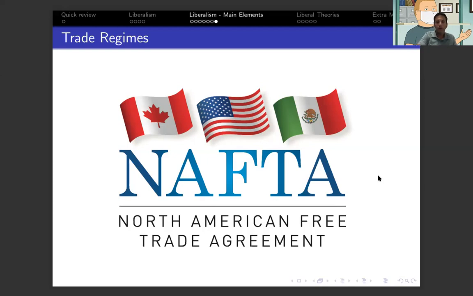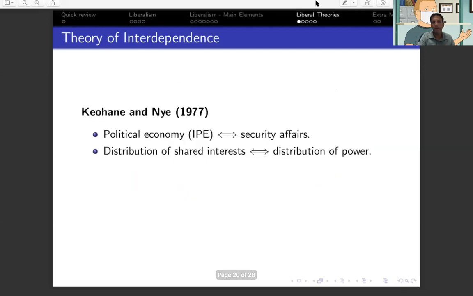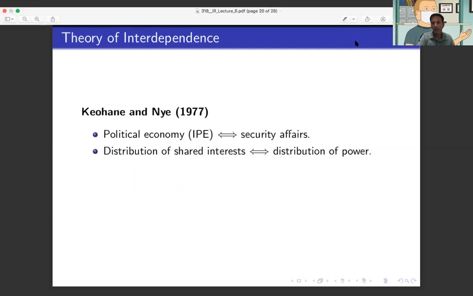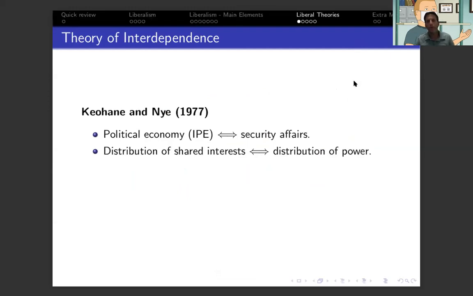Okay, I want to talk about one of the most prominent liberal theories of international relations, and that's the theory of interdependence. The theory of interdependence was proposed, introduced by two famous scholars, Robert Keohane and Joseph Nye, in the late 1970s, about the same time that the neorealist point of view was also presented, a little bit before Waltz's book. The focus of this theory, as you can see in those two points that I already have here, as a counter to the realist point of view, is focusing the discussion of international relations on political economy, so the economic relations between states, rather than security affairs.